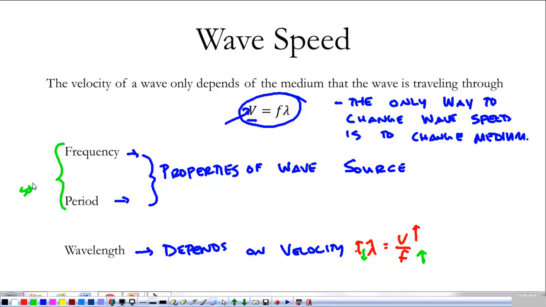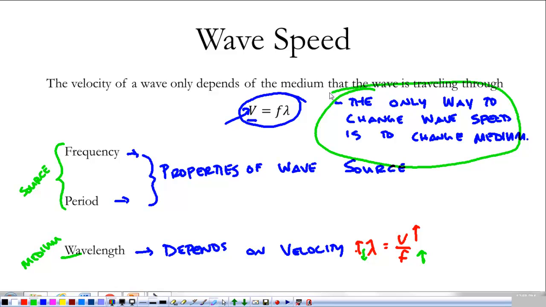They're inversely proportional. So these things depend on the source. This depends on the medium and velocity. Velocity depends on the medium. But for a given medium, the velocity has to stay exactly the same. Light is going to move at the same speed through empty space, regardless of whether it's visible light or some type of radiation or a radio wave. It all moves at the same speed. The important thing to remember, again, is that the only way to change wave speed is to somehow change the medium.